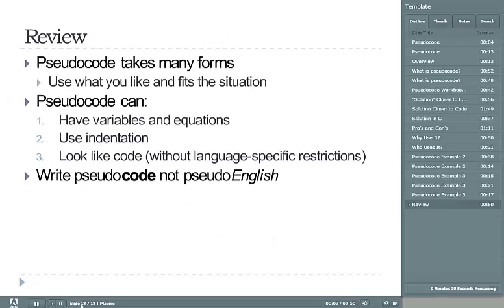So to review, pseudocode takes many forms, and depending on the situation, you may use a pseudocode which is more close to English, or you may prefer to use pseudocode which is closer to real code. Remember that pseudocode can have variables and equations. It also uses indentation to support readability and translation into code. And although pseudocode can look like code, it shouldn't have any language-specific connections. For this course, I recommend you write pseudocode which is closer to code, or put another way, write pseudocode, not pseudo-English.